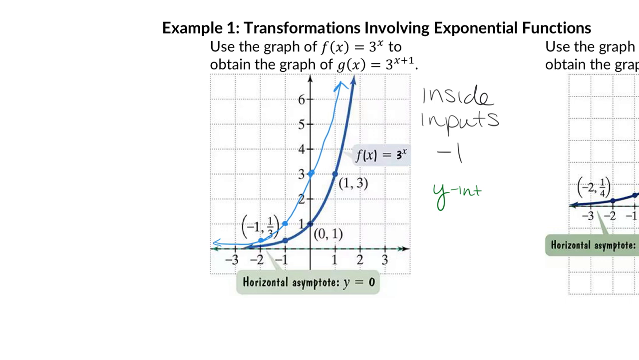It's still increasing. We didn't change that. It's still one-to-one. We didn't change that. Did we change the horizontal asymptote? No. So the only transformation change that occurred was changing the y-intercept. Easy peasy. That's moving it side to side.